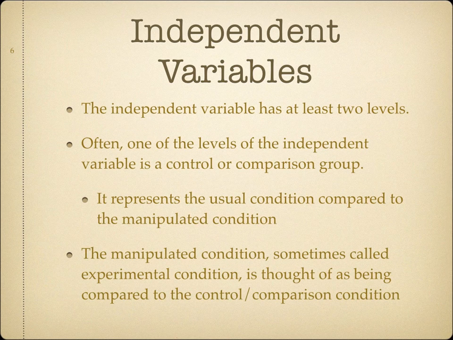The independent variable has at least two levels. Often one of the levels of the independent variable is a control group or a comparison group. It represents the usual condition compared to the manipulated condition. That is, by usual condition we mean, well, how do people act normally without any kind of unusual stressor or intervention or other action that is occurring to them?